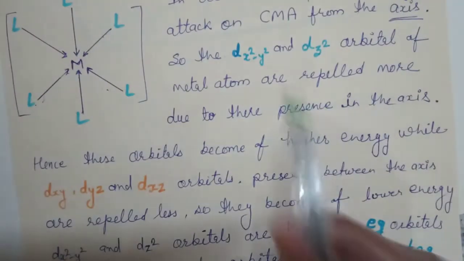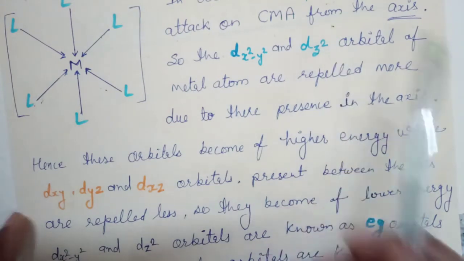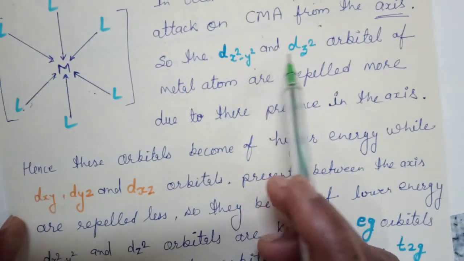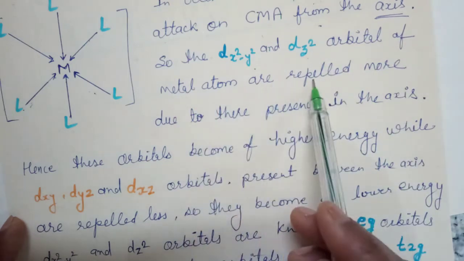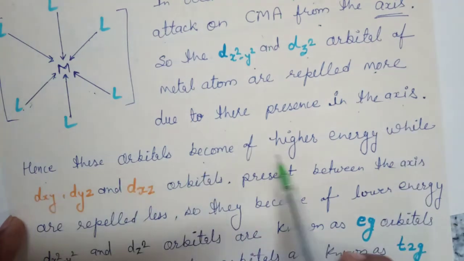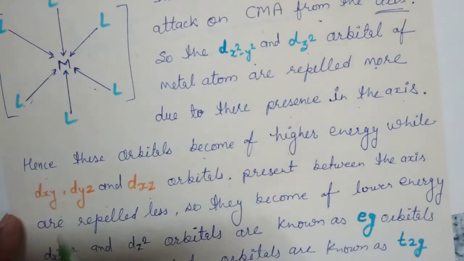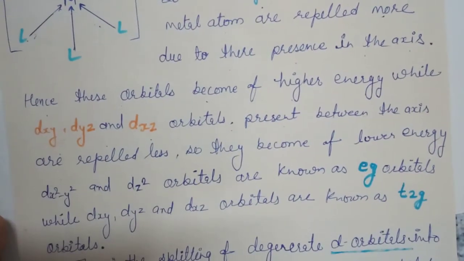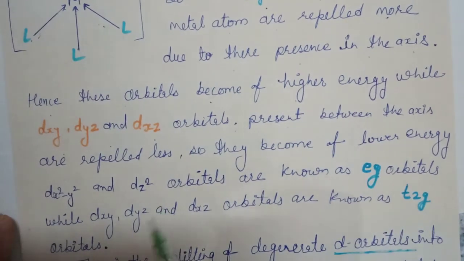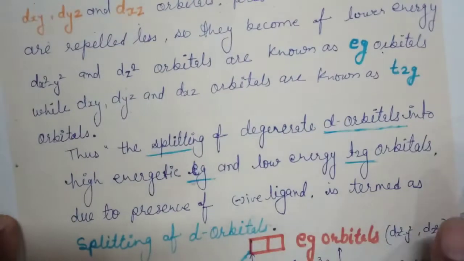Clear? So see, in octahedral complexes, 6 ligands attack on the central metal atom from the axis. The dx square y square and dz square orbitals of the metal atom are repelled more because they are present in the axis. Hence these orbitals become of high energy, while dxy, dyz and dxz orbitals present between the axes are repelled less, so they become of lower energy. These dx square y square and dz square orbitals are known as Eg orbitals, while dxy, dyz and dxz orbitals are known as T2g orbitals.